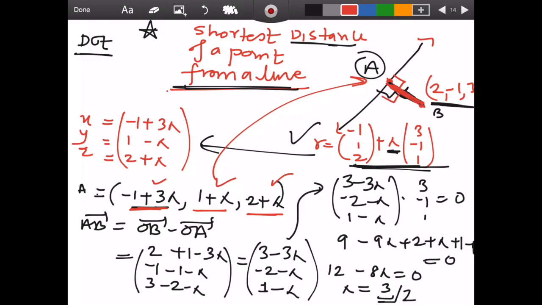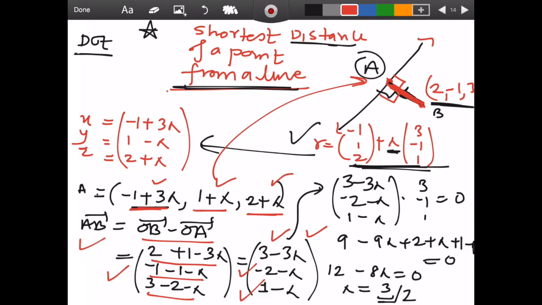Once you draw it, vector AB is OB minus OA. So write down vector OB minus OA, which is going to simplify to this one. You may pause for a little time to do these calculations, but it's very simple. Put the coordinates of OB here, put the coordinates of OA here, and that's going to give you 3 minus 3 lambda, -2 minus lambda, 1 minus lambda.